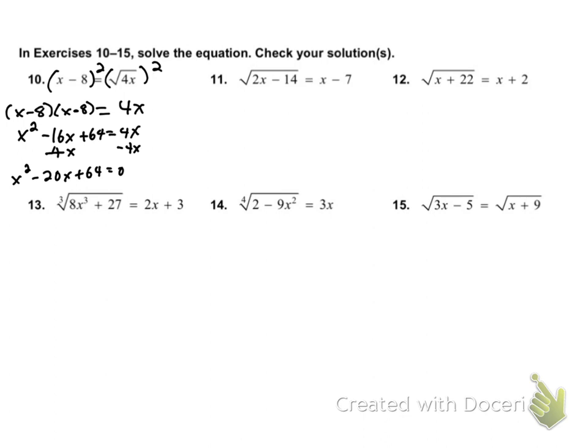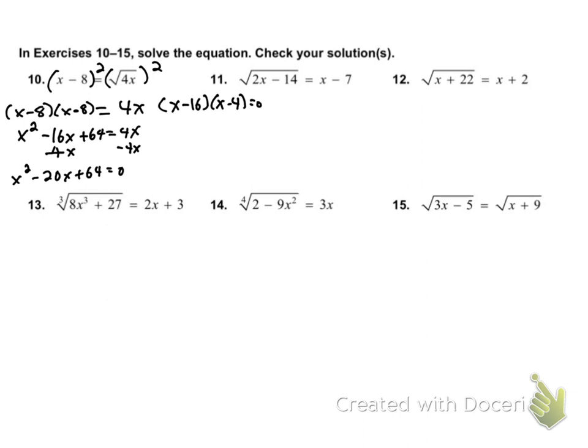Now I'm going to factor this trinomial. What are two factors of 64 that add to give me negative 20? You said 64? Yep. Think 16 and 4. Close. Think negative 16, negative 4. Negative 16 times negative 4 is a positive 64. Negative 16 minus 4, negative 20.